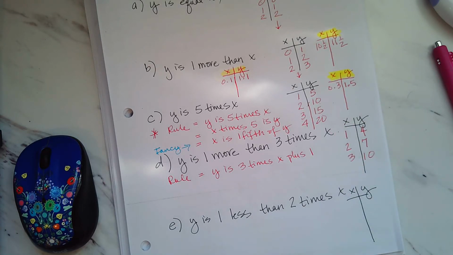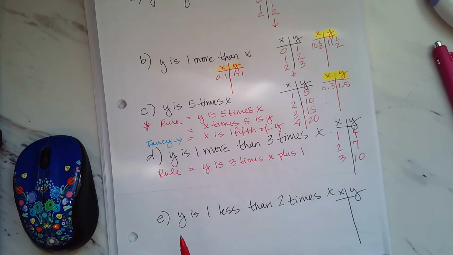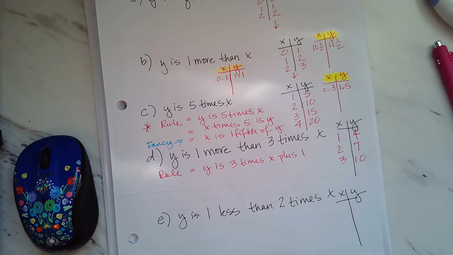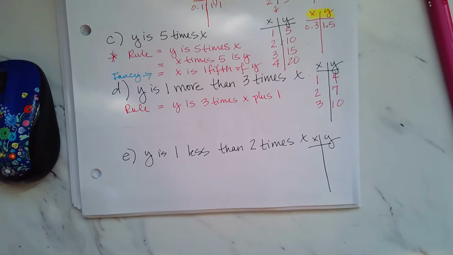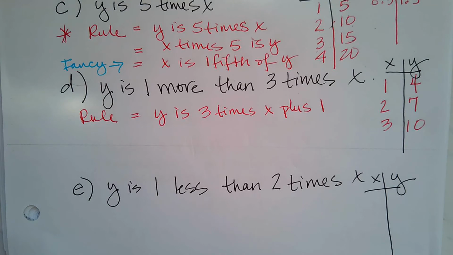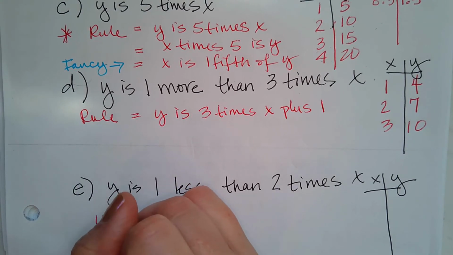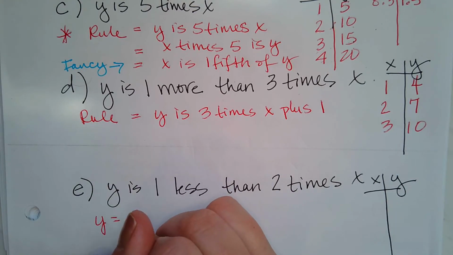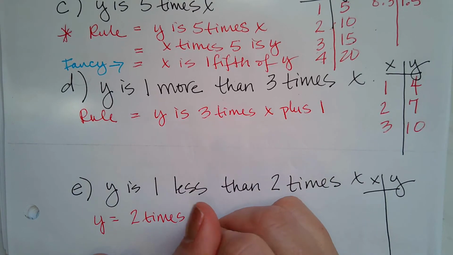Our final one here is y is 1 less than 2 times x. So y is 1 less than 2 times x. I know that sounds tricky, but it really isn't. Y is 1 less than 2 times x. So y is equal to 2 times x minus 1. 2 times x minus 1.